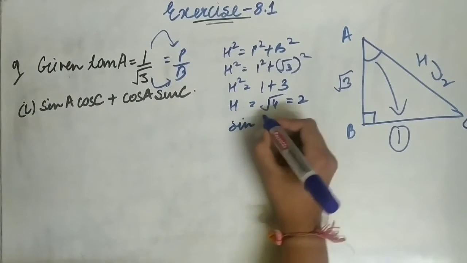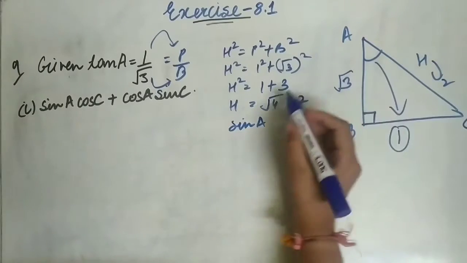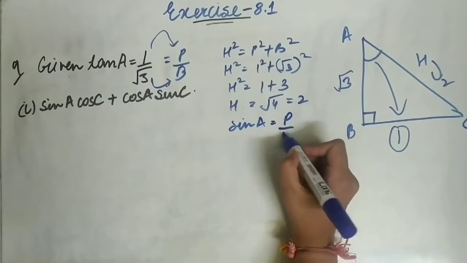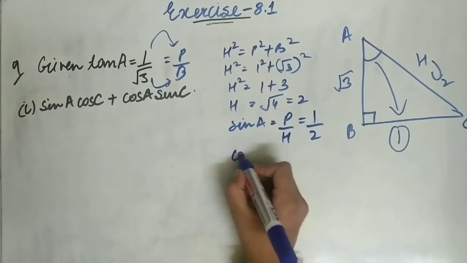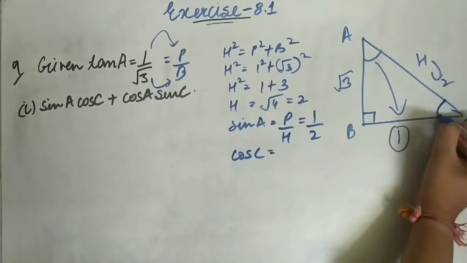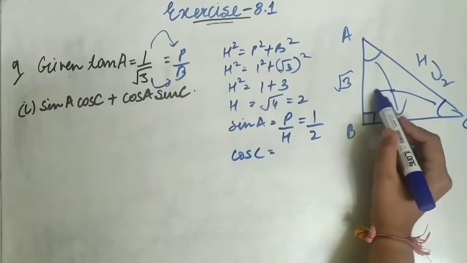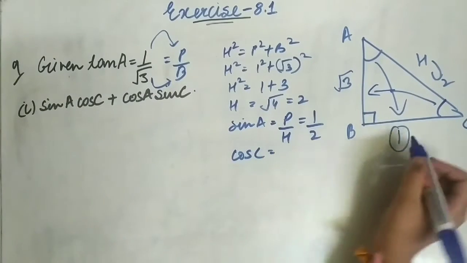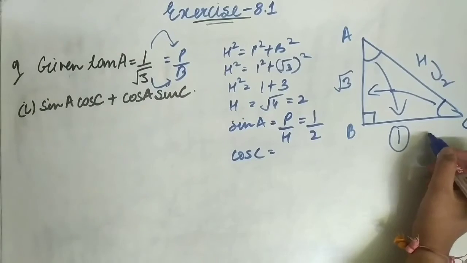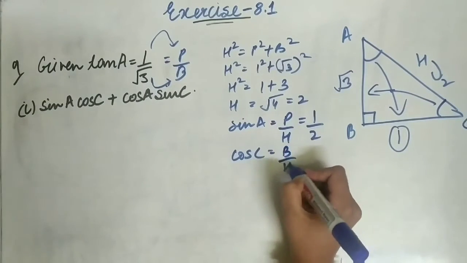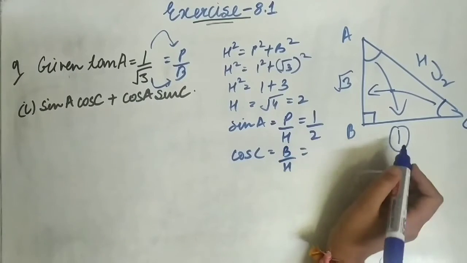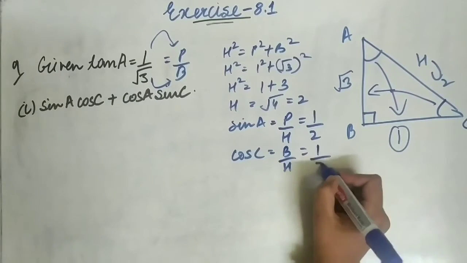Hypotenuse is 2. Now we'll take out sin A. So sin A is P upon H. So our perpendicular is 1 and hypotenuse is 2. Then we'll take out cos C. In cos C the angle will be at C and perpendicular will be AB, and base will be BC. So base will be 1 and perpendicular will be root 3. So cos C is B upon H. So it will be base upon hypotenuse. So base is 1 and hypotenuse is 2.